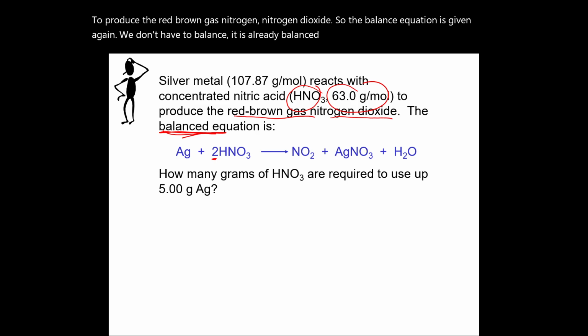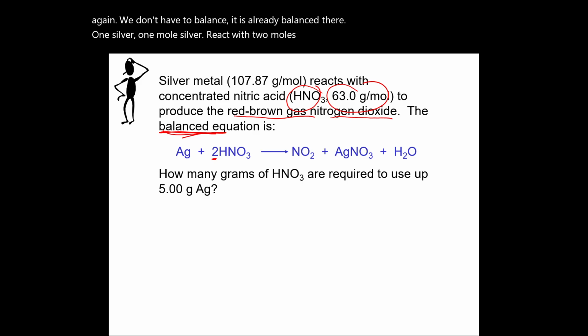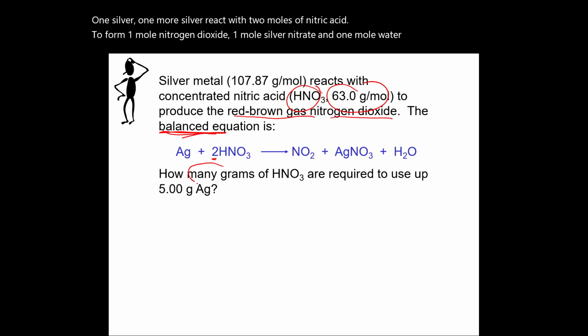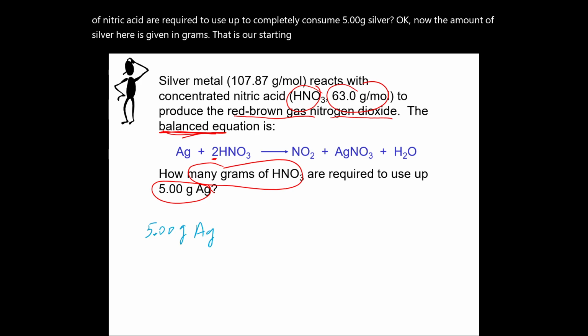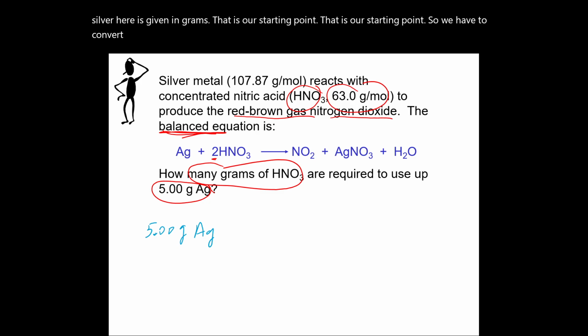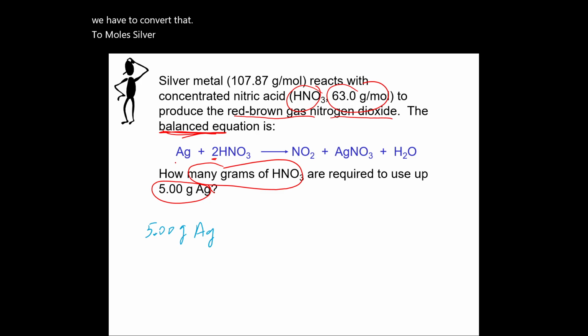It is already balanced there. 1 mole silver reacts with 2 moles of nitric acid to form 1 mole nitrogen dioxide, 1 mole silver nitrate, and 1 mole water. So how many grams of nitric acid are required to completely consume 5.00 grams silver? Okay, now the amount of silver here is given in grams. That is our starting point. So we have to convert that to moles silver, because remember the reactions are read as moles. 1 mole silver reacts with 2 moles of nitric acid and so on.